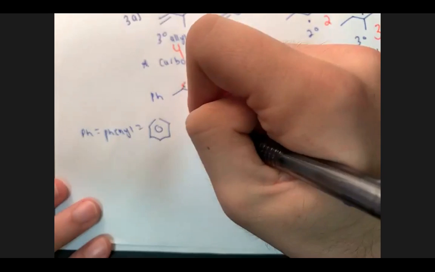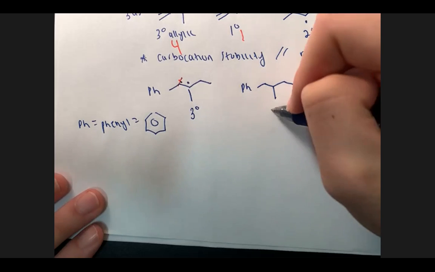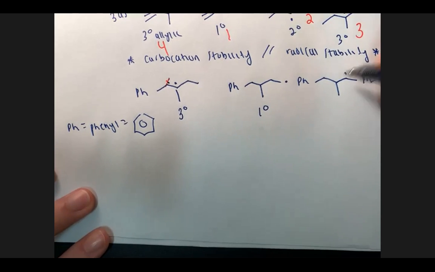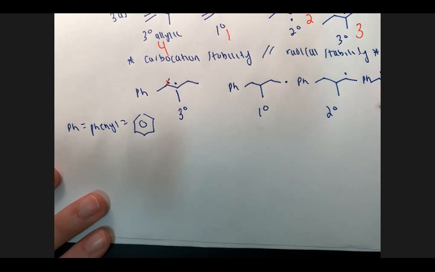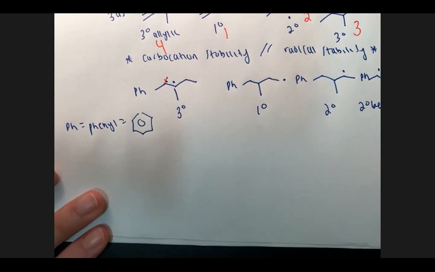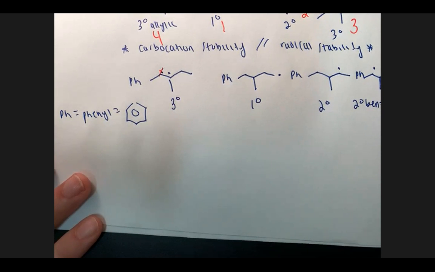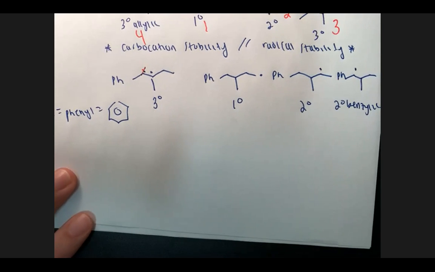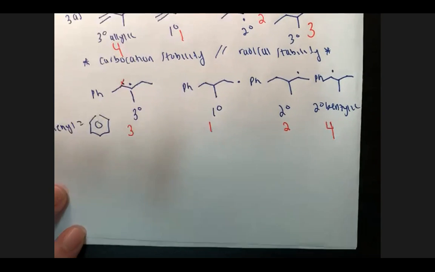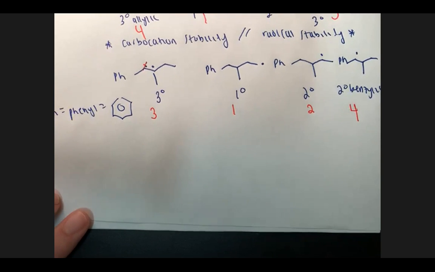This would be just a plain tertiary. It's too far away to engage in any resonance with the benzene. Okay, this would be a plain primary, okay? This would be a plain secondary, okay? And this would be a secondary, but secondary benzylic, okay? That should be enough for ranking these. The secondary benzylic, remember I said is the best, so that's 4, okay? Then the tertiary, then the secondary, and then the primary. Okay, again, I think this is awesome. 3 points for your next test, okay?